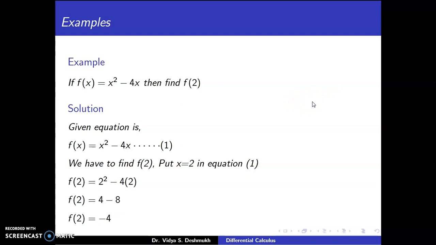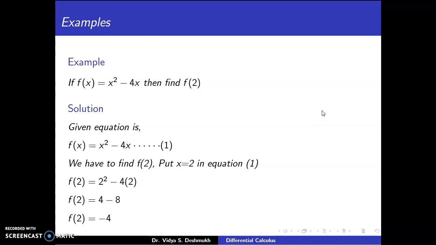So in the solution, write down the given equation, that is f of x is equal to x square minus 4x. We note this as equation 1. Now we have to find f of 2 here. So put, instead of x, as x is the variable, put x equals 2 in equation 1.